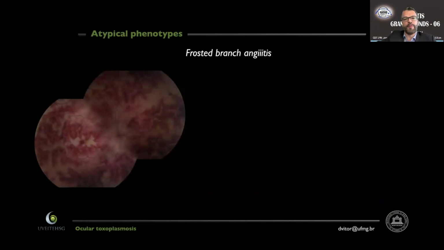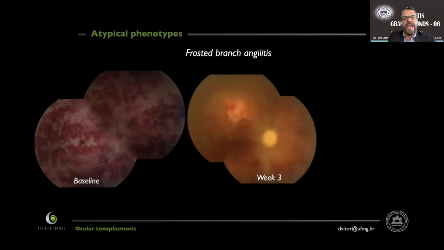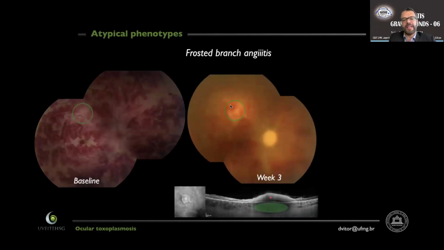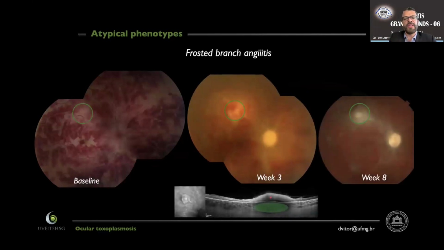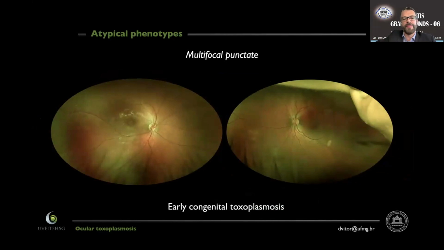And last but not least, the so-called frosted branch uveitis. This is a case of a patient we saw many years ago here in Belo Horizonte with this diffuse vasculitis. And once we started to treat her, she started to localize this lesion supratemporally to the optic nerve, which was tomographically very suggestive of toxo. She was treated and she finally responded.